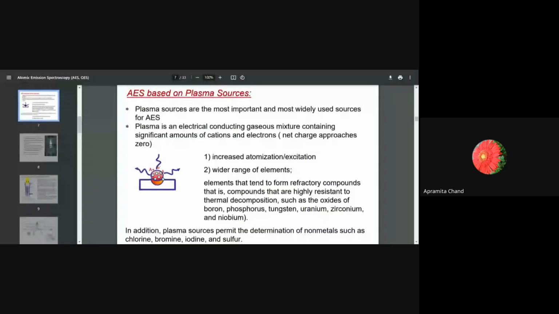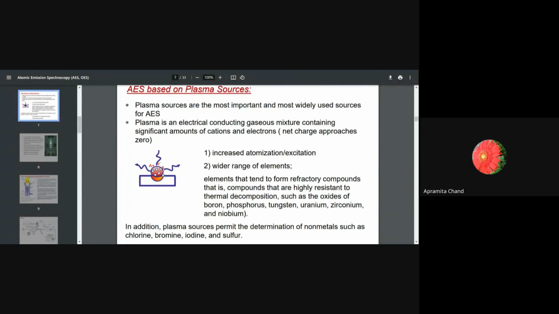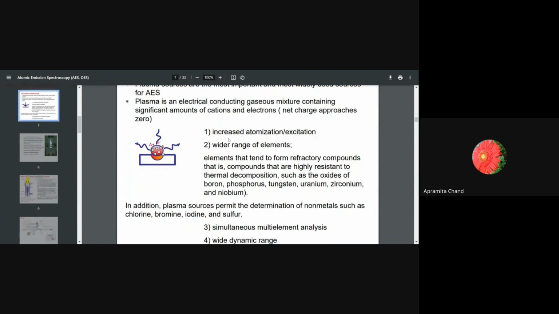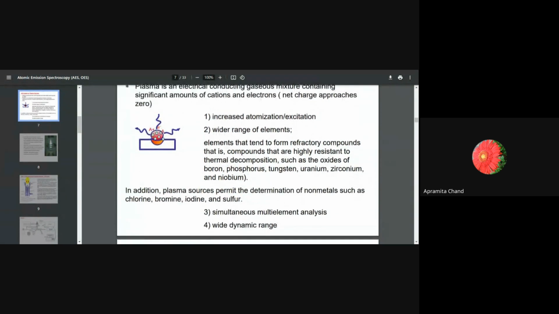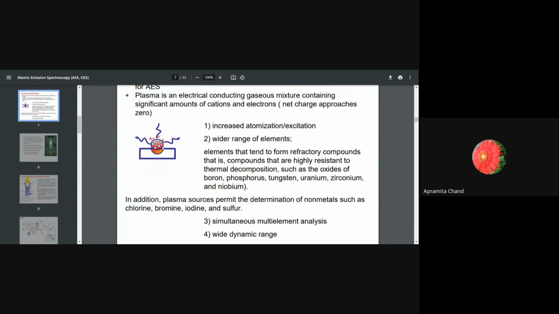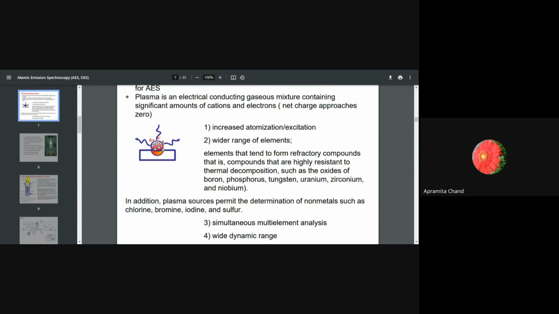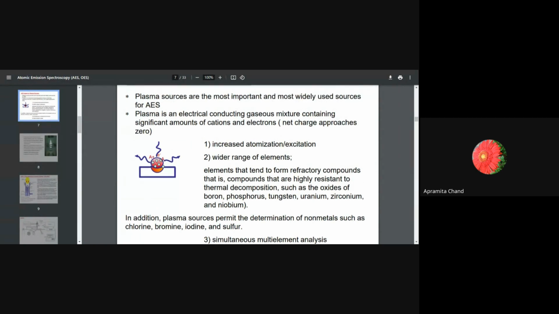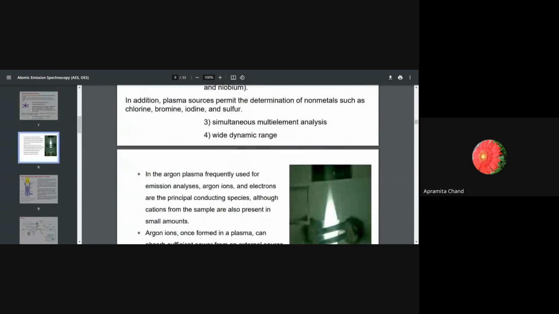So we have already discussed the plasma sources. Why is plasma required? Why is it important? Because plasmas have a wide dynamic range, they permit simultaneous multi-element analysis, and many elements tend to form refractory compounds that are highly resistant to thermal decomposition. Only plasma can have a significant amount of cations and electrons under very high temperatures that can lead to increased atomization and excitation. So that is why plasma sources are used.